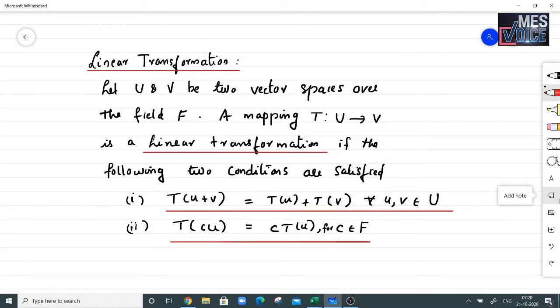Let us define. Let U and V be two vector spaces over the field F. A mapping T from U to V is a linear transformation if it satisfies the following two conditions. First one is T of u plus v is equal to T of u plus T of v for all u, v belongs to U, and T of c u is equal to c into T of u for c belongs to the field F.